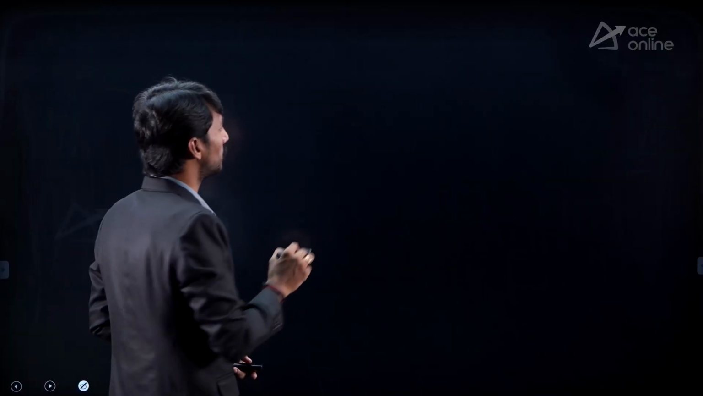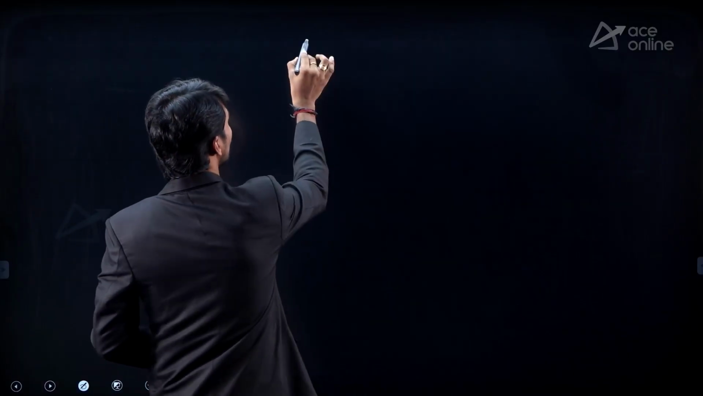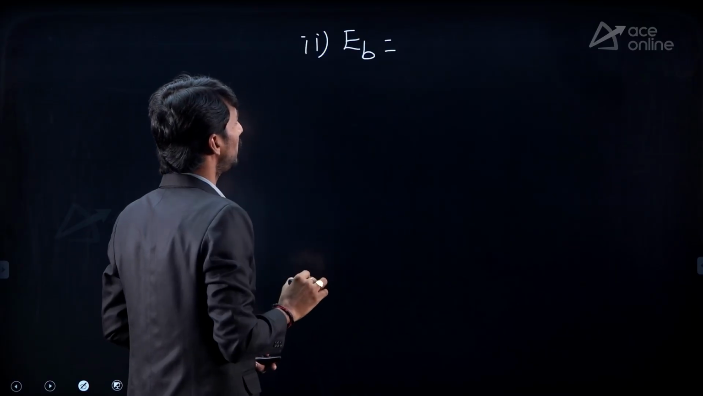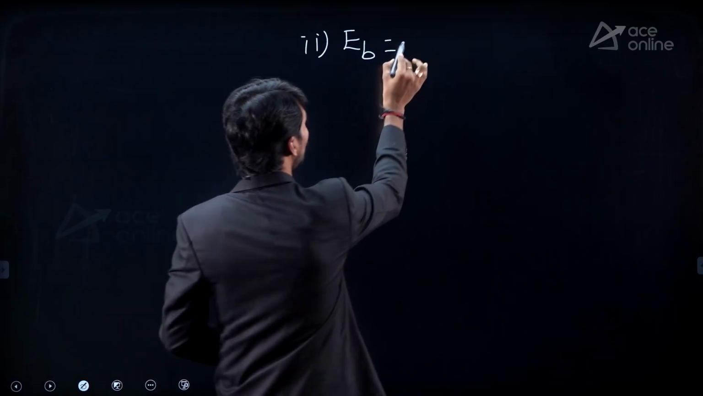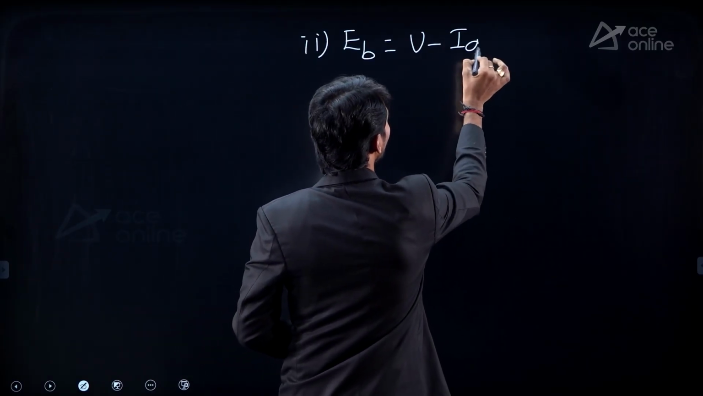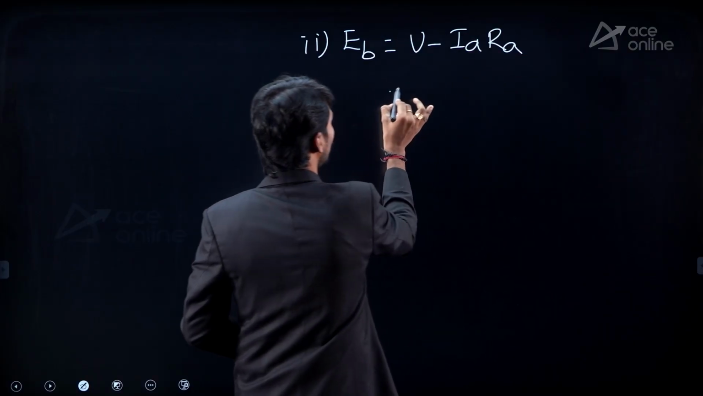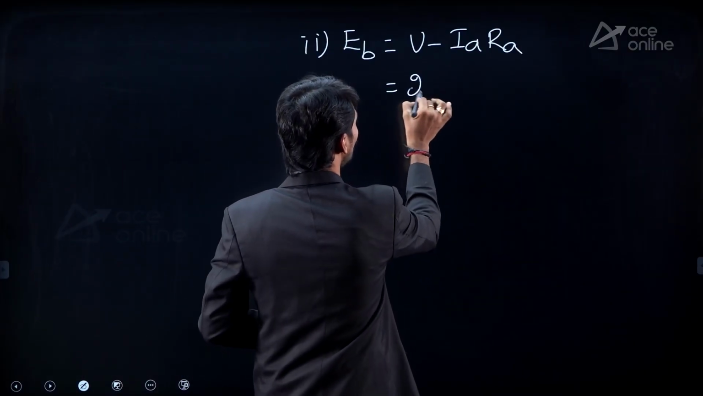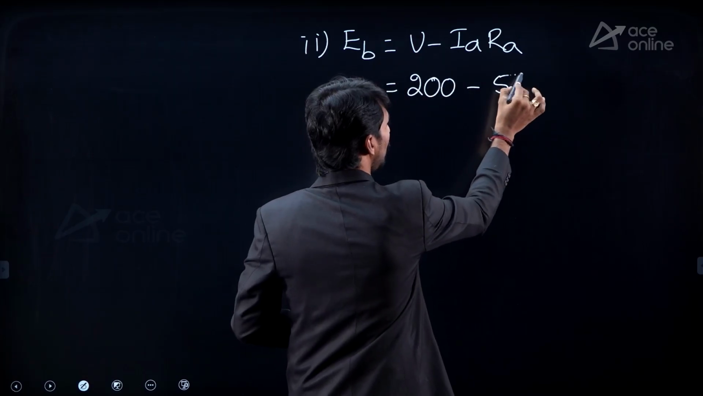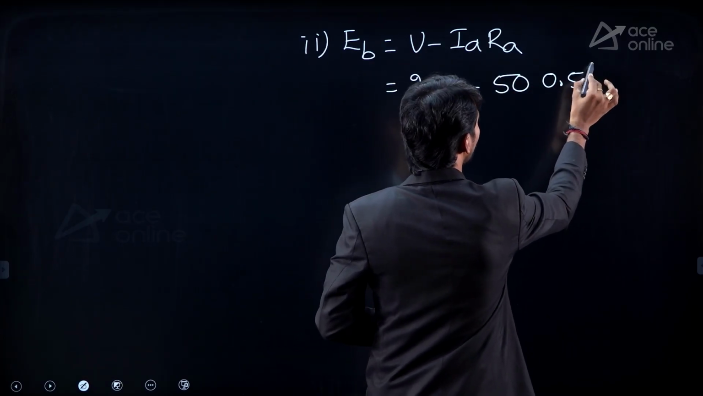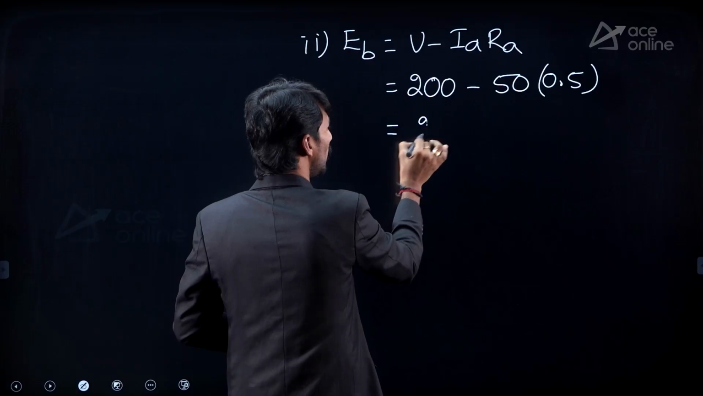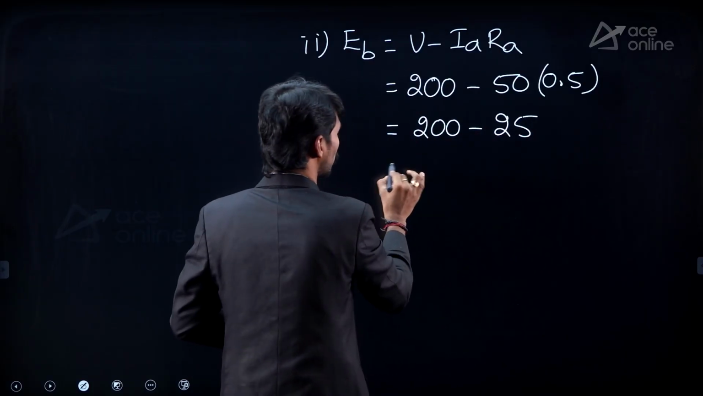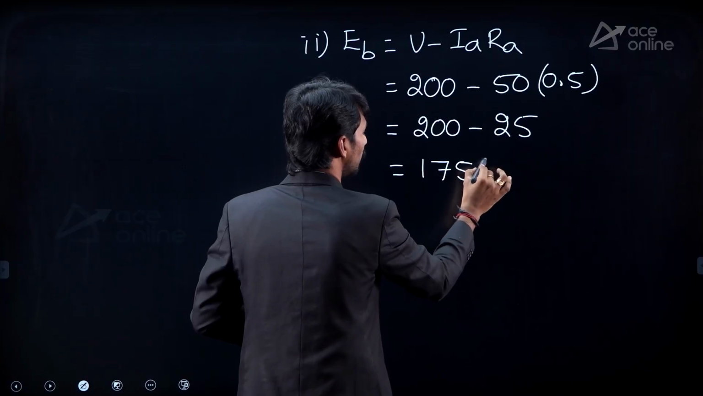But for practice purposes, I am taking the second one. What is EB? EB value is V minus IA into RA. EB is equal to V minus IA RA. V is 200 minus IA is 50 times RA 0.5. So therefore 200 minus 25. Therefore here 175 volts.